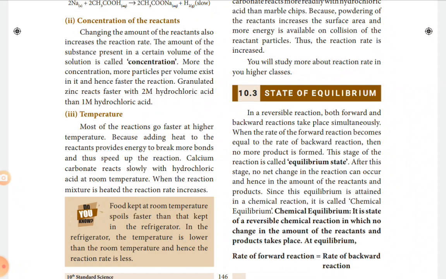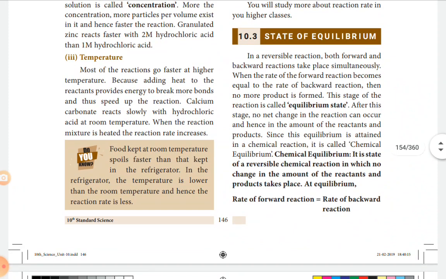The next one, see temperature. Temperature also we have already learned in the previous solution lesson. Temperature increase means the solubility also increases. Similarly here, temperature increases, the rate of the reaction also increases. So temperature is directly proportional to the rate of a chemical reaction. Most of the reactions go faster because of high temperature. So addition of heat increases the rate of the reaction.